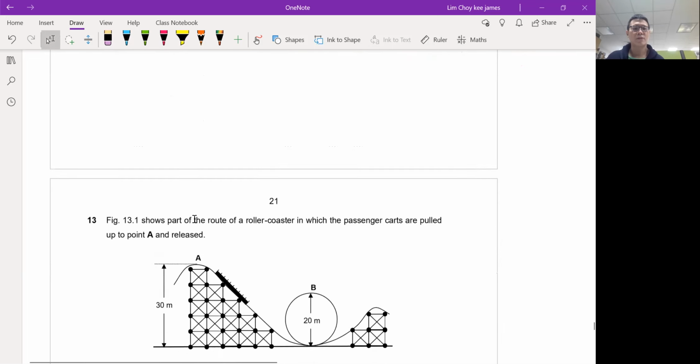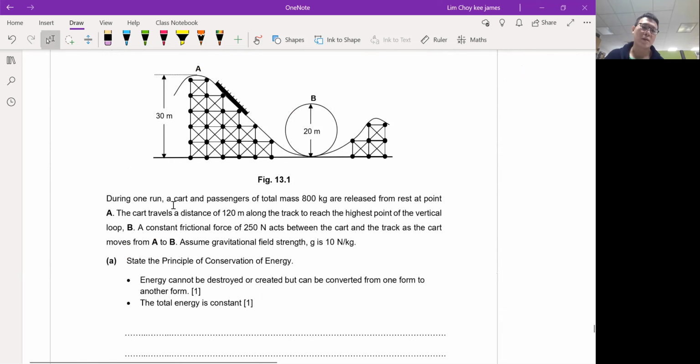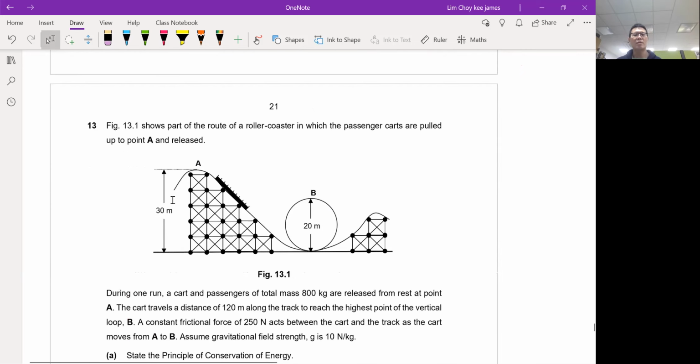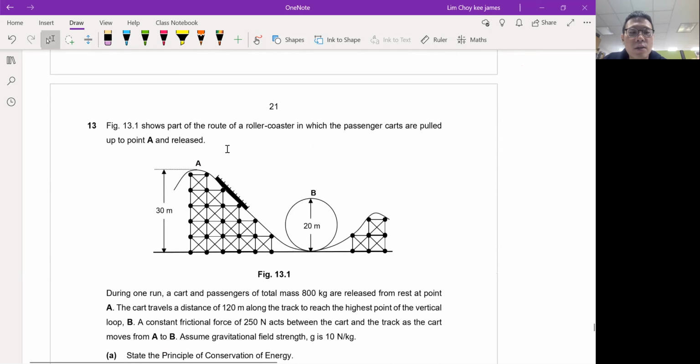Now the next section that we have is the roller coaster question. The roller coaster question is about the conservation of energy. Now I will not dwell too much on the definitions. The principle and definition of conservation of energy, you have to memorize everything. Okay, now what happened here is the energy stages.